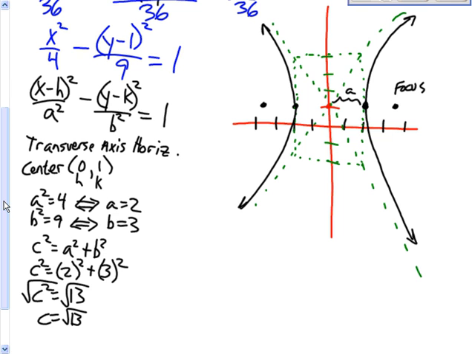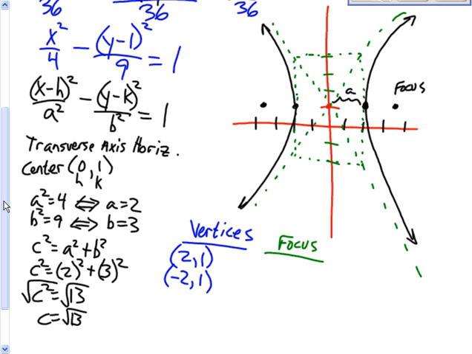So if you were to name these, let's name the vertices. Your vertices would be at (2, 1) and (-2, 1). My foci would be, again, square root of 13 distance away, but it's still up 1: (√13, 1) and (-√13, 1). Okay, my asymptotes.